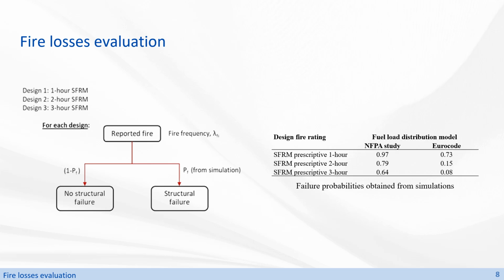The simulation results are shown in the table. It can be seen that when the sprayed fire-resistive material is thicker, the failure probabilities decrease, and the failure probabilities of the NFPA study are larger compared with the Eurocode one, which is as expected due to the larger values of the fuel loads.